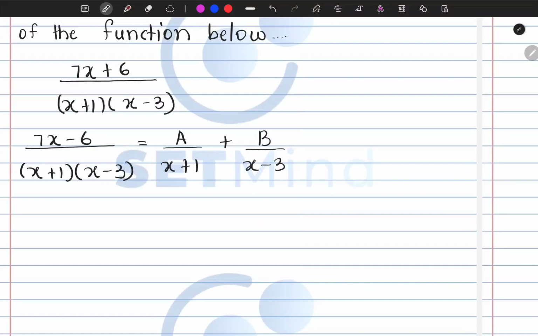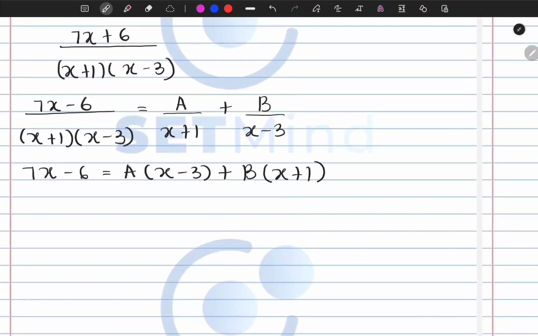And when you quickly multiply by the common denominator, you'll see that we'll get 7x minus 6, which will be equal to A into x minus 3 plus B into x plus 1. So you should get to a point where you are able to do many of these steps without writing a lot of them down, because time is what you are chasing whenever you are solving a problem. You are trying to save as much time as you can.